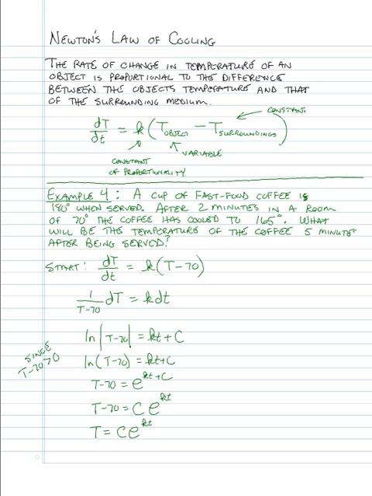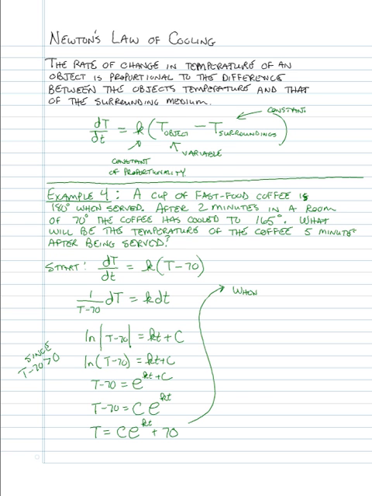Now, what do we know? We don't really have a full model yet, because we don't know c and we don't know k. And this isn't like what we've had before when we had exponential growth and decay. In this case, the c is not the initial temperature. So we have to approach this a little differently. But here's what we have.